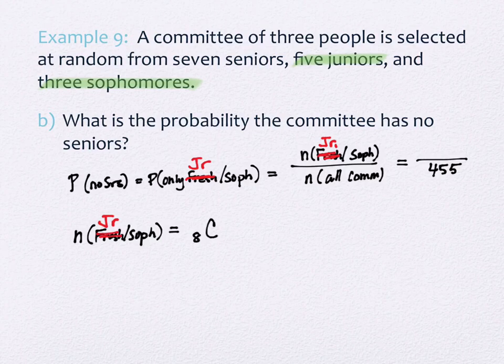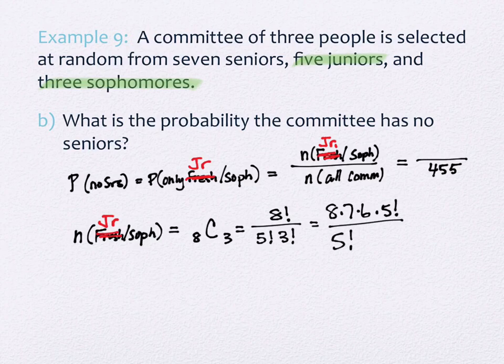I have a committee, so I have a combination. Still choosing 3 of them. 8 on top. How many do I not choose? 5. And I choose 3. So I'll write my 8, 7, 6, and 5 factorial to match. My 3, 2, 1. 5 factorials cancel, and what else do you notice cancels? 3 and 2 was the 6. So I have 8 times 7. What is 8 times 7? 56.